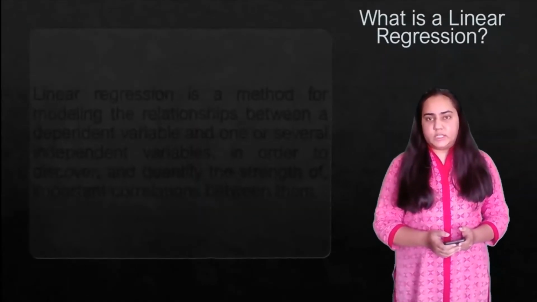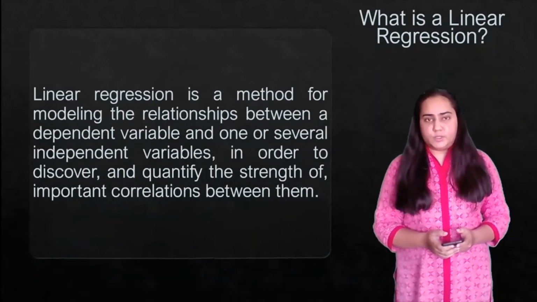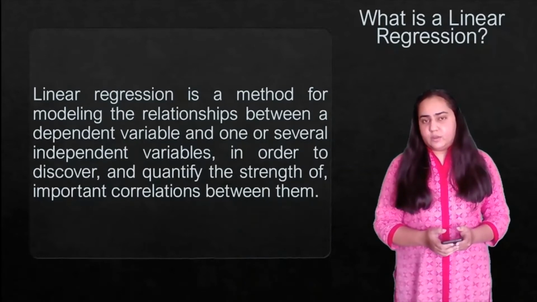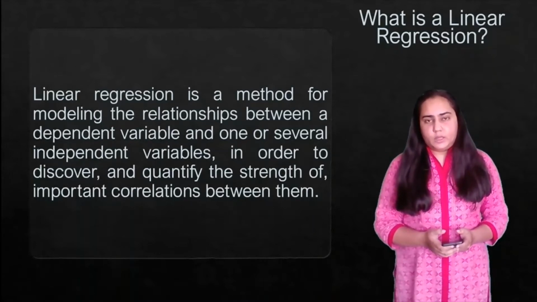First of all, what is a linear regression? Linear regression is a method for modeling the relationships between a dependent variable and one or several independent variables in order to discover and quantify the strengths of important correlations between them.